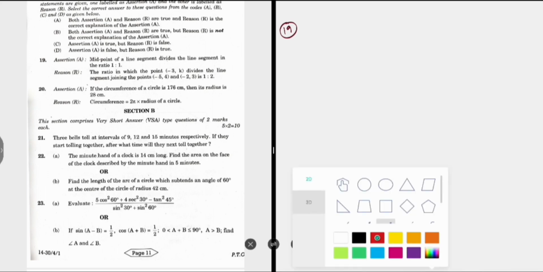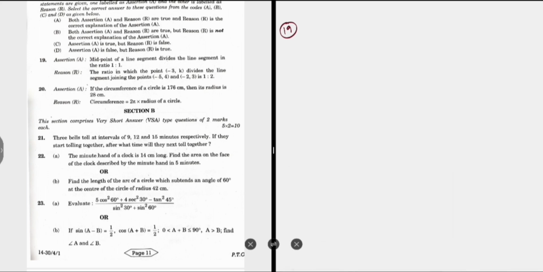segment, midpoint divides it into two equal halves. Let us take this is P and this is AB. Since these two are equal, because it is a midpoint, the ratio will be 1 is to 1. So assertion is true. And the reason, to know the reason, we have to use the section formula to check whether it is correct or not.